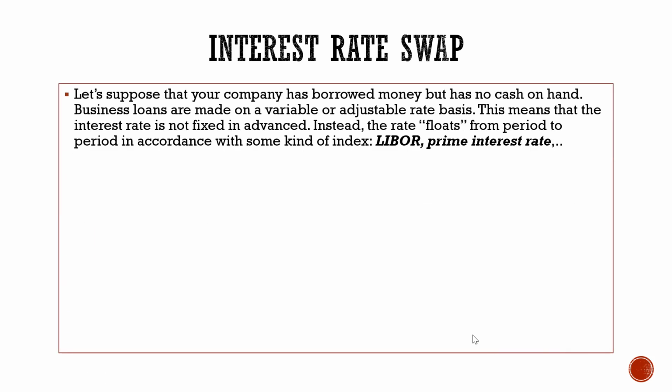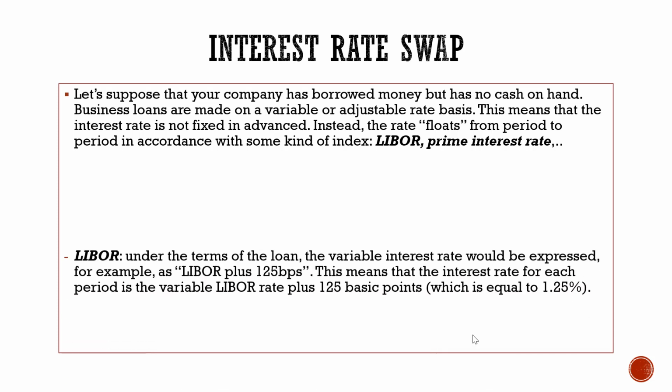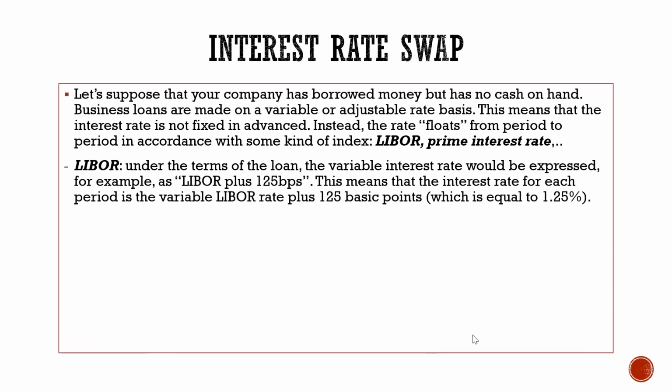Next, interest rate swap. Suppose that your company has borrowed money but has no cash on hand. Business loans are made on a variable or adjustable rate basis. This means that the interest rate is not fixed in advance. Instead, the rate flows from period to period in accordance with some kind of index, LIBOR or prime interest rate. The LIBOR index is under the terms of the loan.